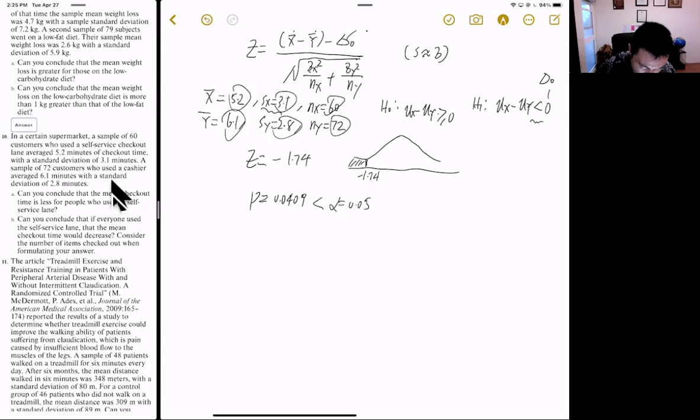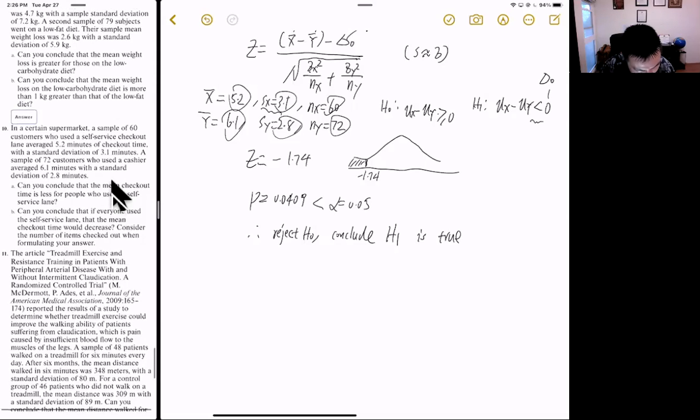So we can reject H0 and conclude H1 is true, and H1 is that the mean checkout time is less for people who use the self-service lane.